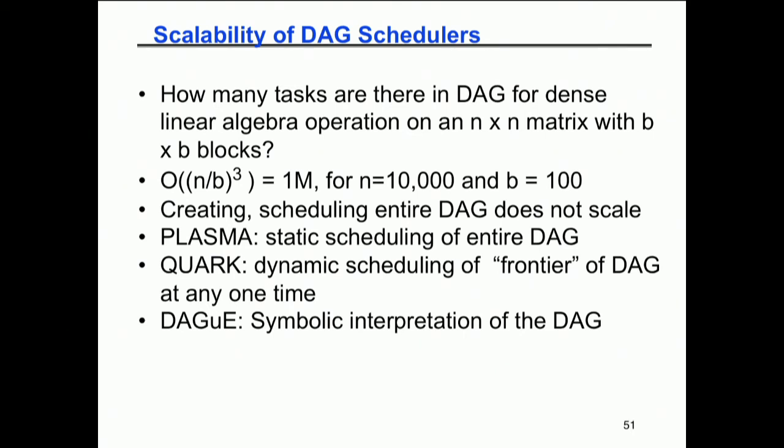Then Quark was doing more dynamic scheduling of the frontier of the DAG as you're executing it, because this became unwieldy in terms of the total cost of building and analyzing that task graph. So that was what the million example kind of shows you. And then the most recent version in DAGuE is the symbolic interpretation of the DAG, so they don't actually build the whole thing at once.